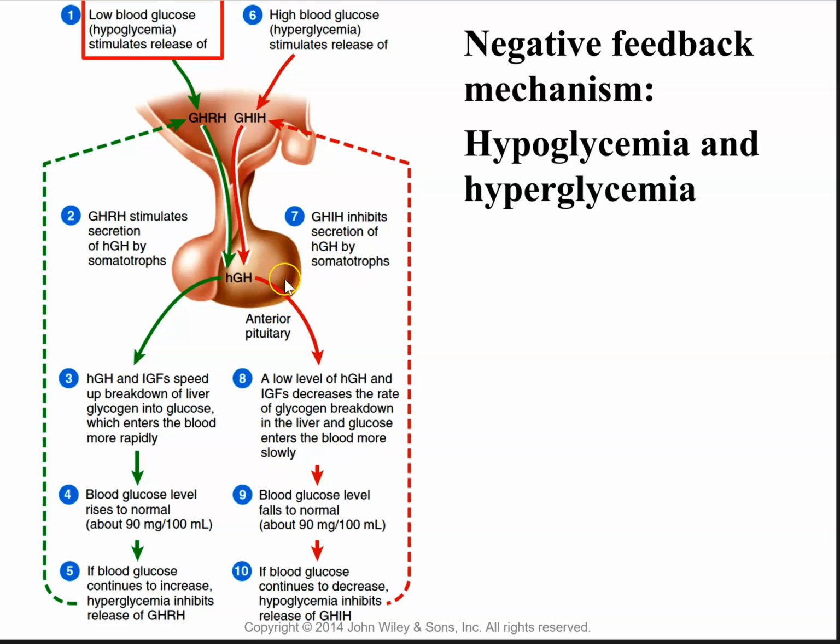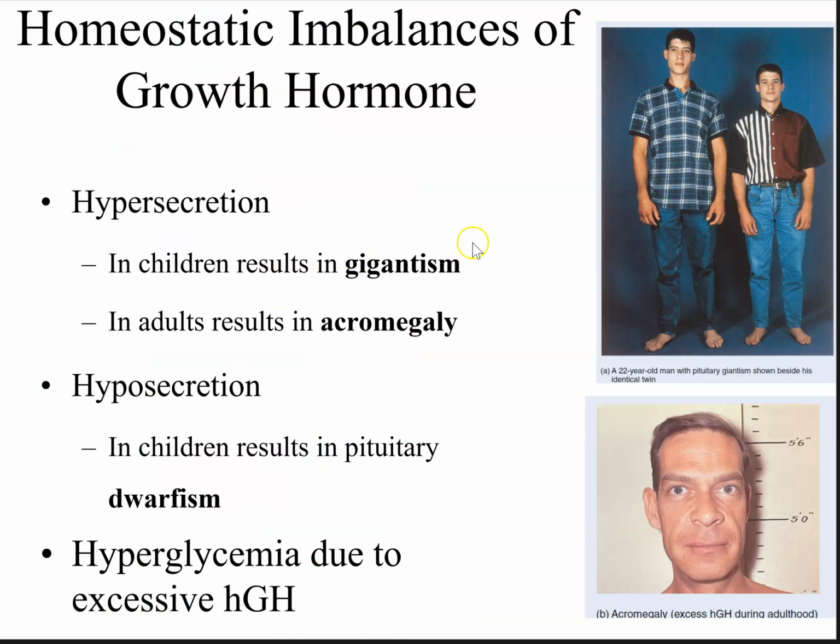So when human growth hormone secretion is inhibited, the IGFs get inhibited. So we no longer secrete IGFs, and it leads to stabilization in the blood glucose level by the liver. So this process is known as negative feedback mechanism. So when we secrete too much growth hormone, it's called hypersecretion. When we secrete too little, it's called hyposecretion.